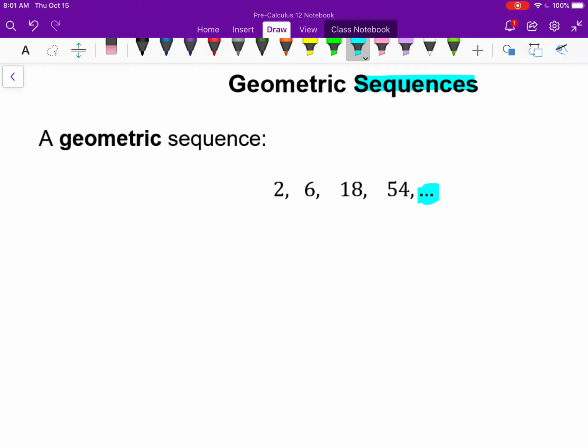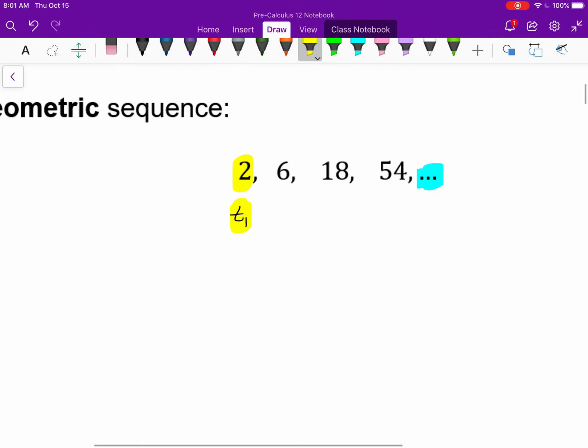There's always a first term, and the first term we call T1, or sometimes A, but the textbook uses T1, so I'll use that. And then that's the first term. There is no zeroth term. There are no negative terms. We always, by convention, start with term 1. So this would be term 2. This is the third term. 54 is the fourth term, and so on.